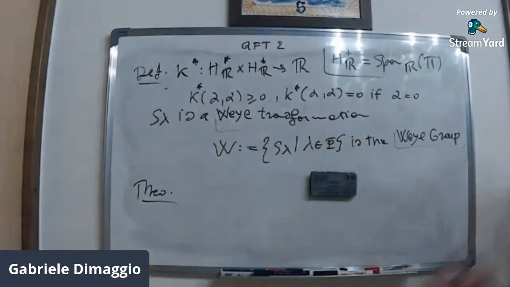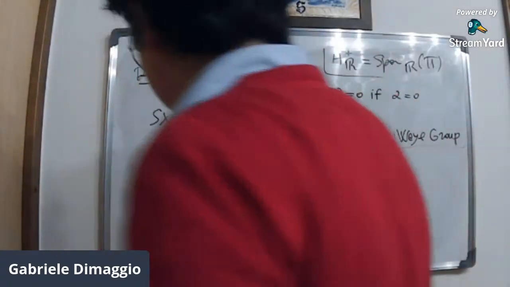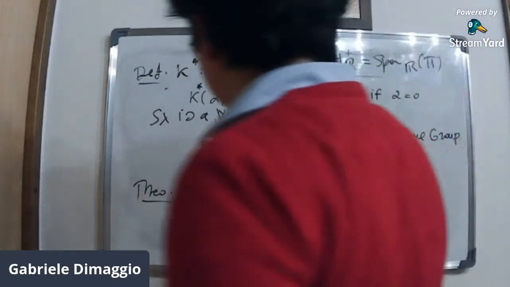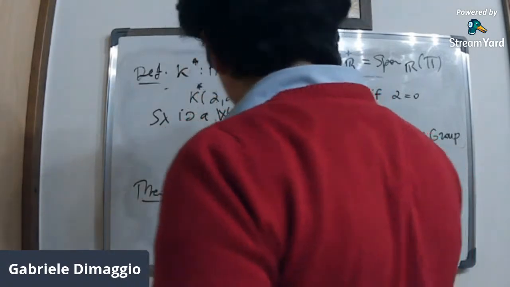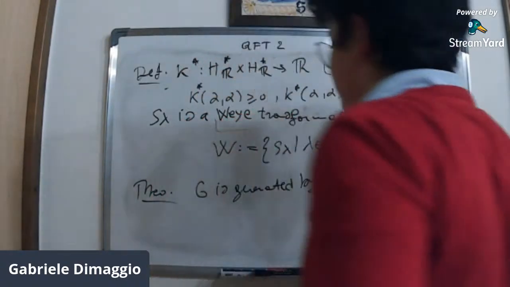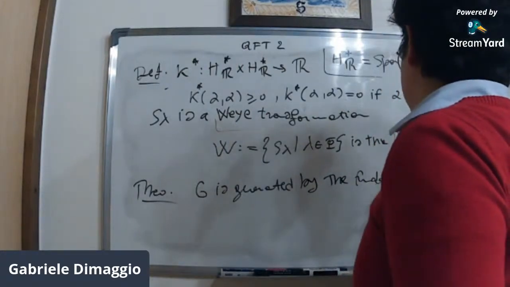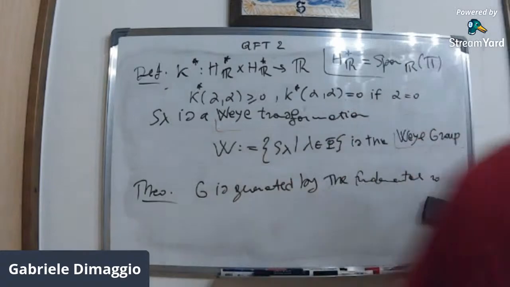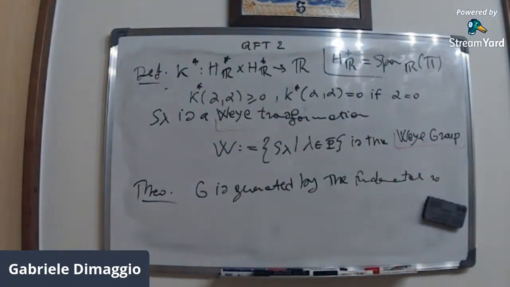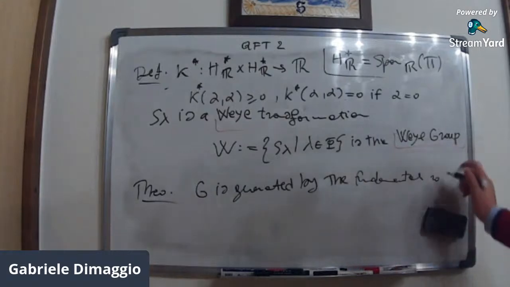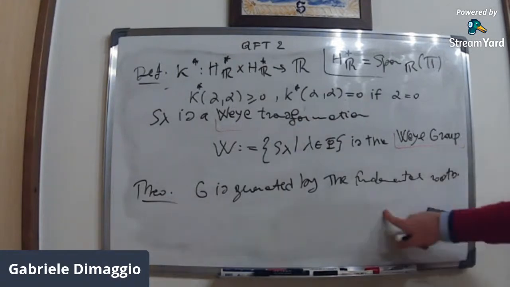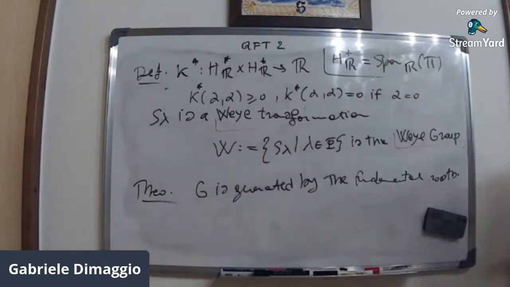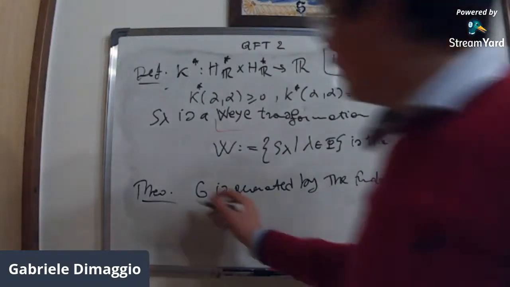A theorem. I have first point: the Lie group G is generated by the fundamental roots. Sorry for my writing. Good evening, Vincenzo. So G is generated by the fundamental roots, pi. Perfect. So this is the first point.